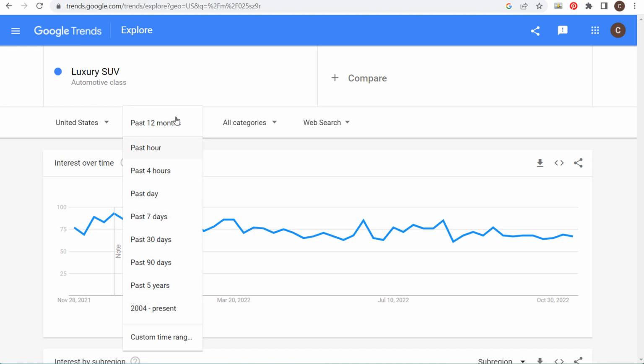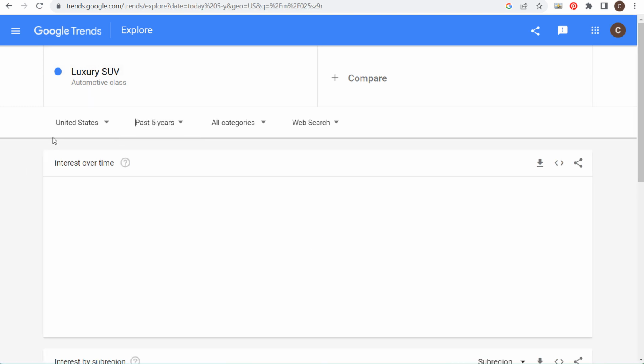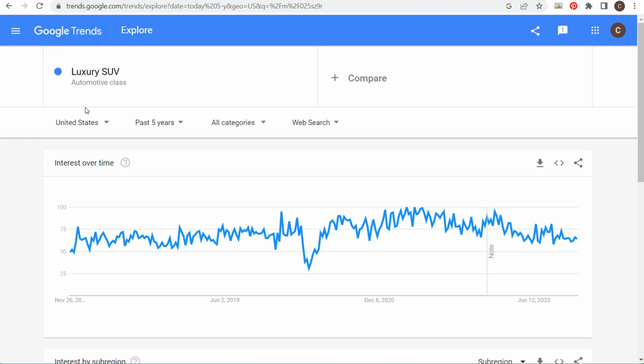So you can basically look at anything you want as far as overall time period. So let's just look at the past 5 years for luxury SUVs. And what you're going to see is where it actually reaches 100. So right here, it looks like this is where the actual peak of people looking up luxury SUVs, keywords related to luxury SUVs, has taken place.